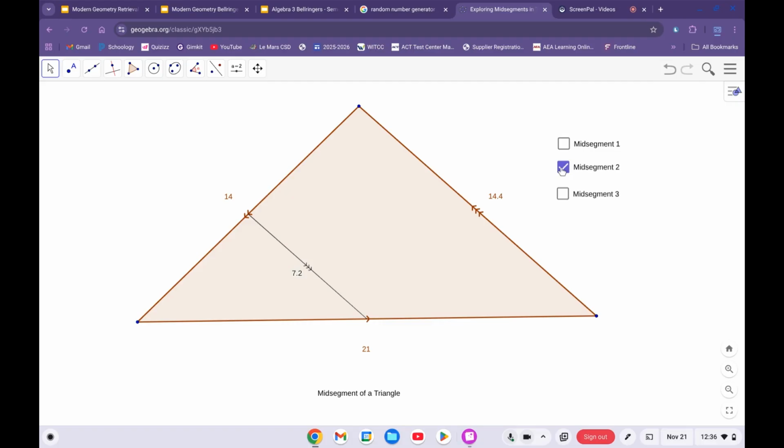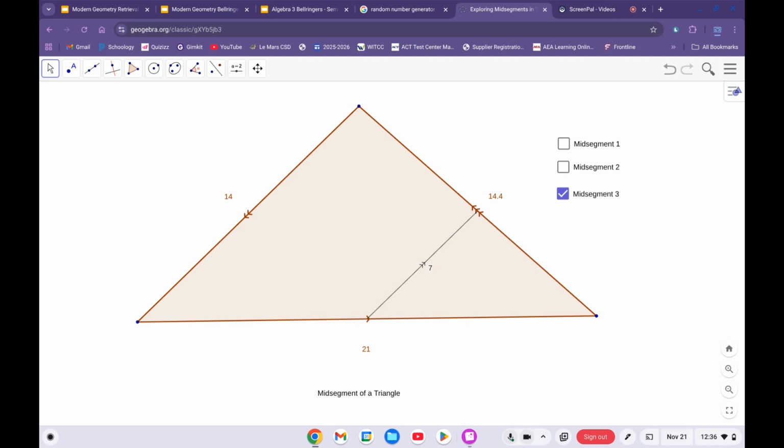All right, so let's check the third mid-segment. So there's the third one. Again, is it parallel to one of the sides? Yeah, so we've seen 3 different ones. They've all been in a different location, but they've all been parallel to something on the picture. And I'm noticing again, is 7 half of 14?